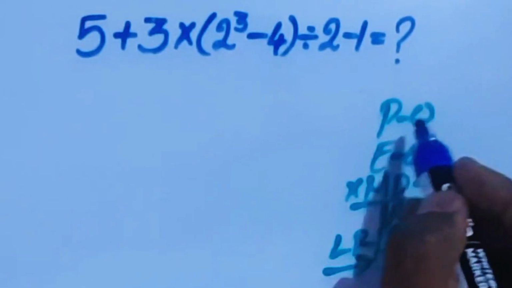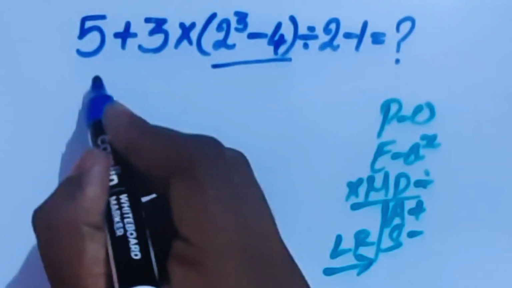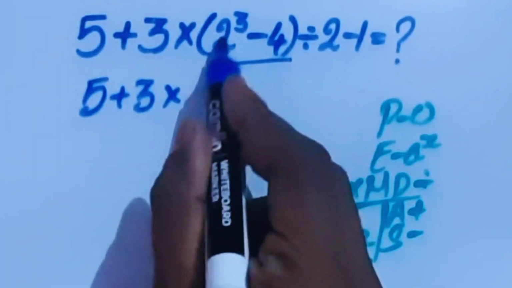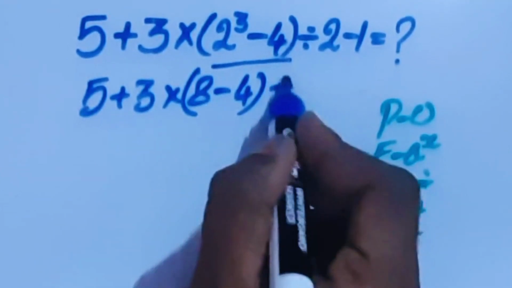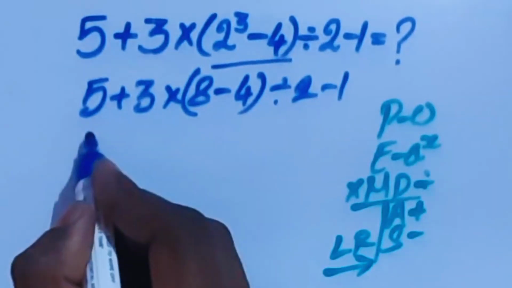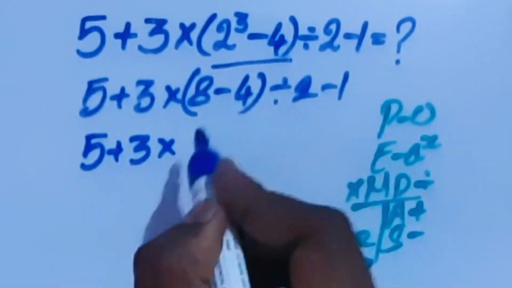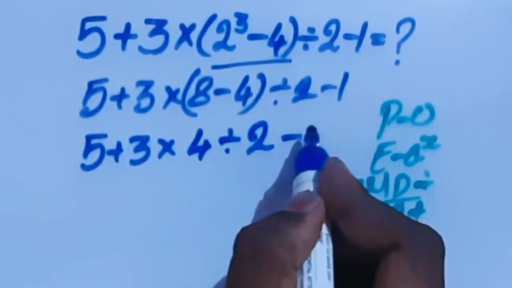Here, as per this order of operations PEMDAS, the bracket is higher priority. So we have to do this bracket before any other operation. So 5 plus 3 times, the bracket here is 2 power 3 is 8 minus 4 divided by 2 minus 1. Here 5 plus 3, the bracket here is 8 minus 4 is 4 divided by 2 minus 1.